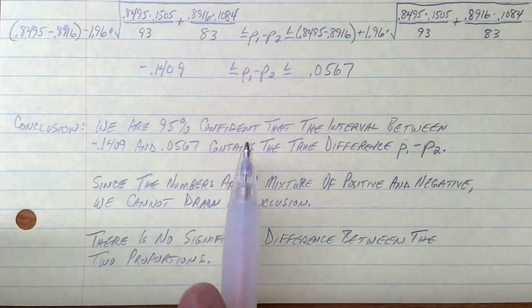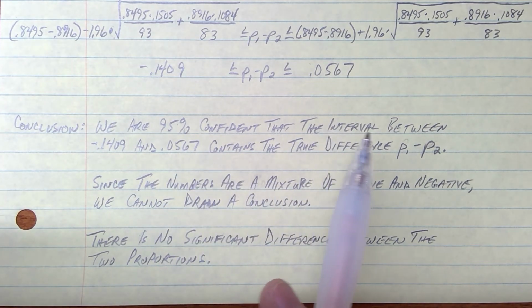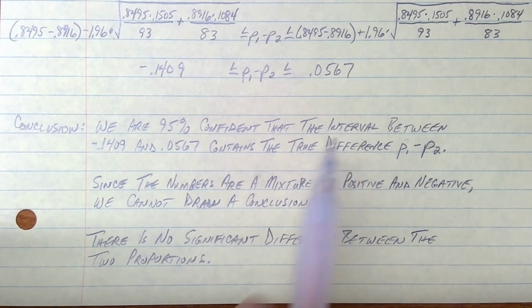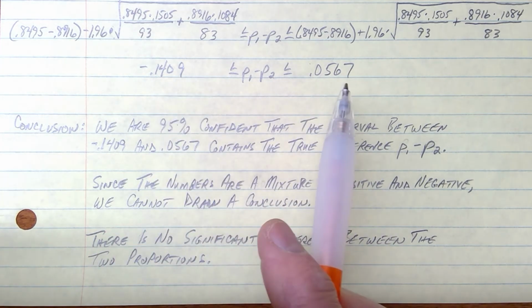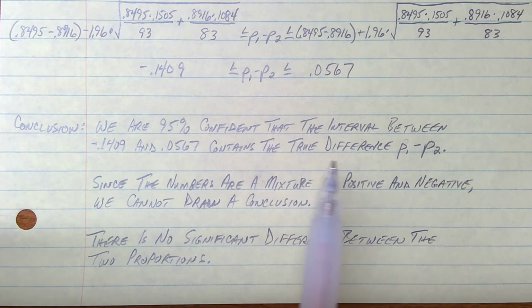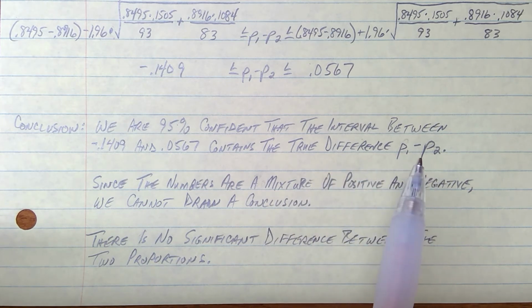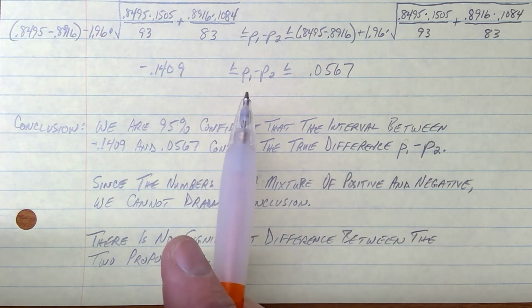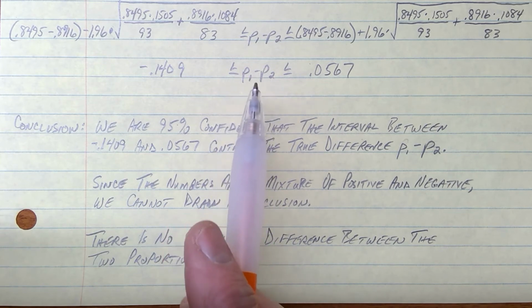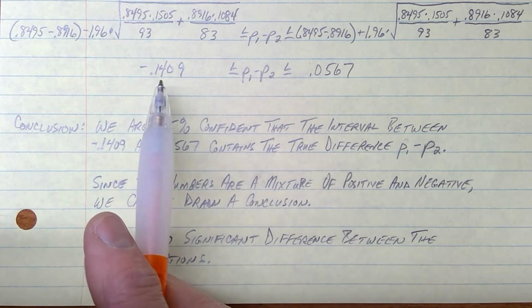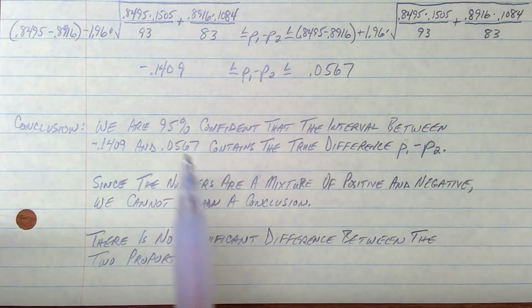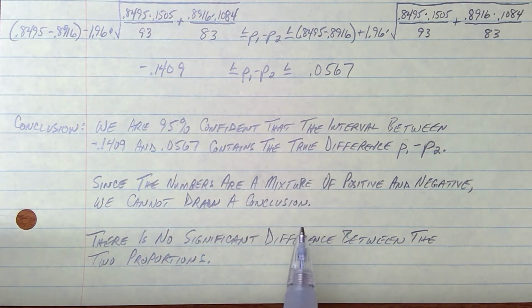Now, we are 95% confident that the interval between these two numbers contains whatever the true difference of proportions is, all right? If we were able to measure all the people of the world and subtract those two fractions, we're pretty sure it would lie between these two numbers. We're 95% sure it would lie between these two numbers.